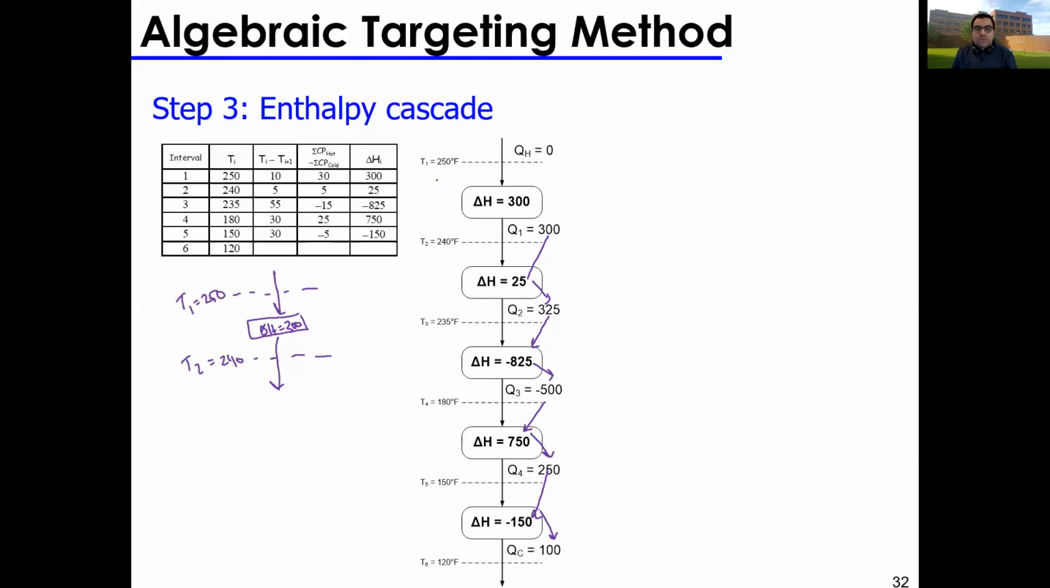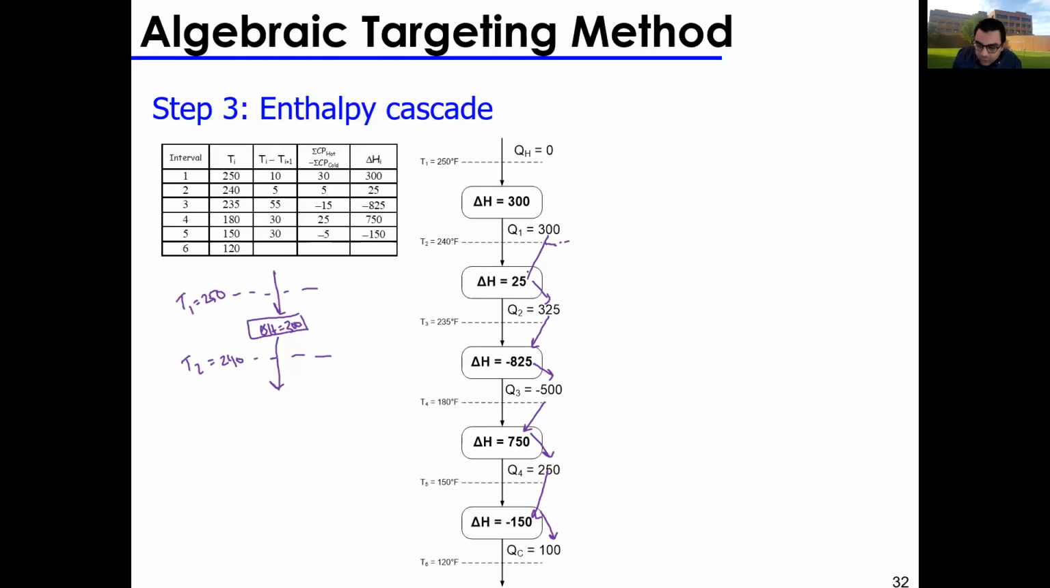So again, first step, I just write my intervals. I draw a box between each interval. In this box, I just write my enthalpy. And then starting from 0 at the very top, QH equals 0, I just start adding up the enthalpies and writing them, under each box or next to the next interval point, right? I just write all my Q's right here.